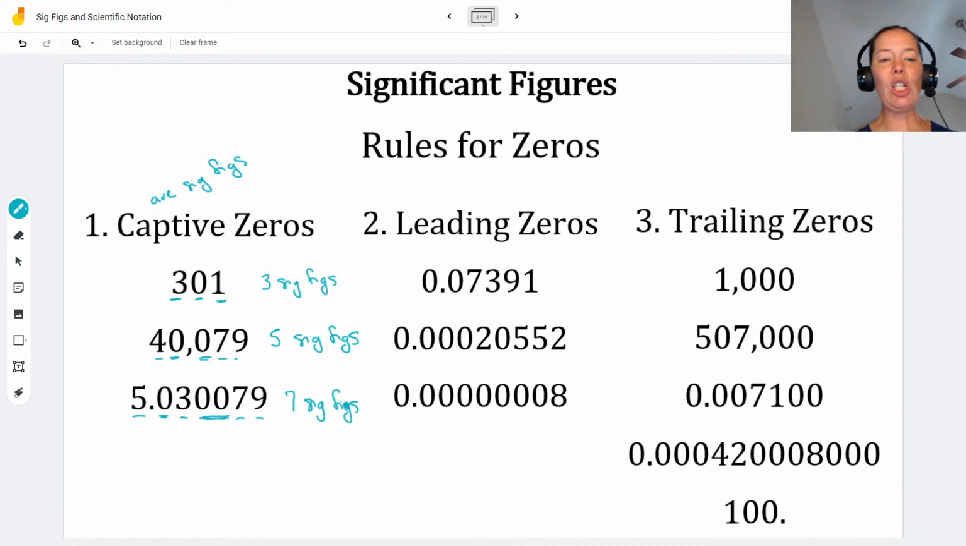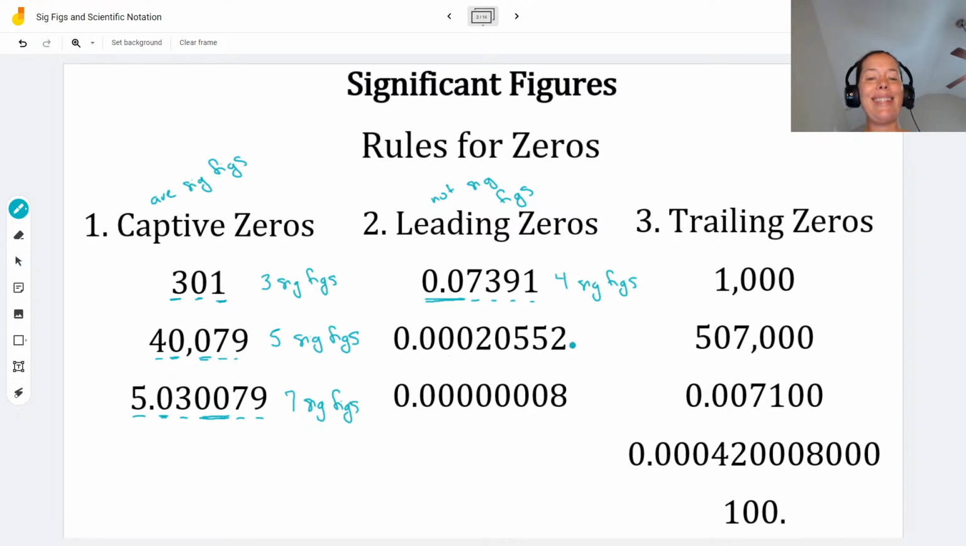Okay. Now let's look at rule number 2. We're going to look at what are called leading zeros. These are zeros before your first non-zero digit. So looking at our example right here, you can see I have 2 leading zeros. They are zeros that are to the left of my first non-zero integer. Leading zeros are not significant. So these are not sig figs. So when I'm counting up sig figs for my first example here, my 0.07391, those zeros are not significant. I only have 1, 2, 3, 4 sig figs.